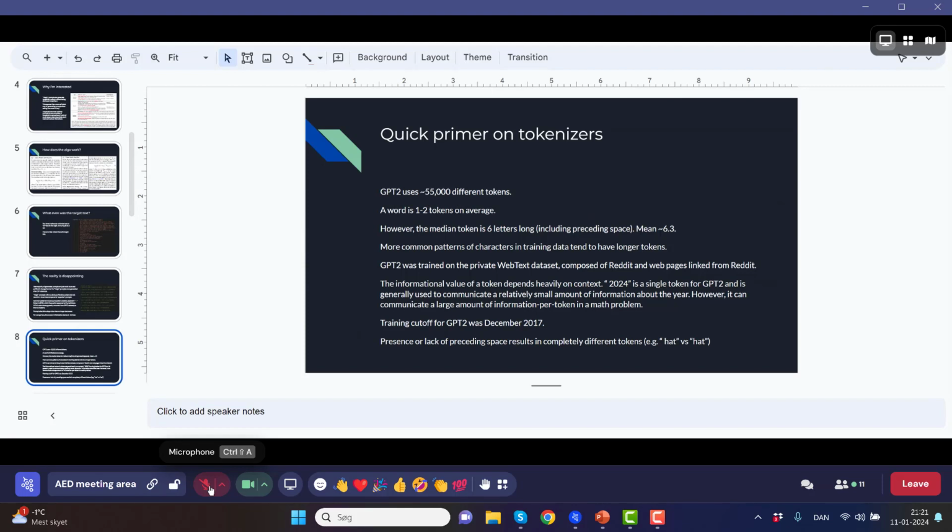Now, GPT-2 was trained on a bunch of Reddit posts and the links those posts linked to, and it had a lot of the HTML scraped out. So in theory, the tokens we're seeing shouldn't be part of the backend. It should be stuff that people are actually typing on the internet. The cutoff was December 2017, and the preceding space is very, very important. Hat with a space before it is a completely different token from hat with no space.